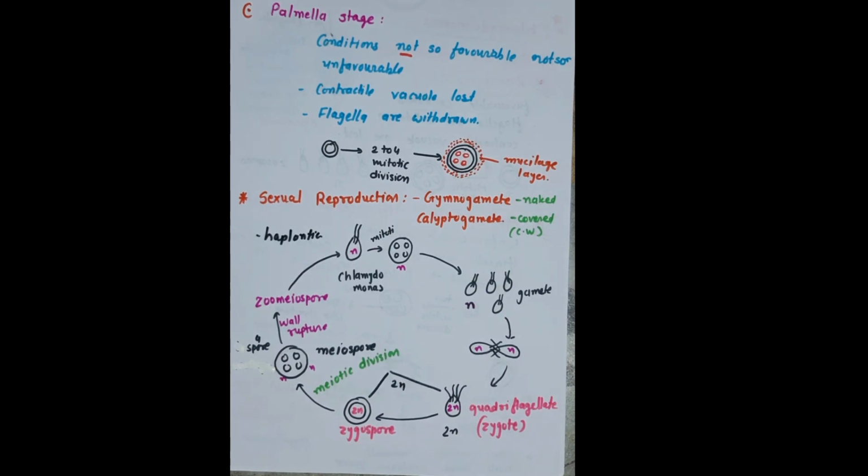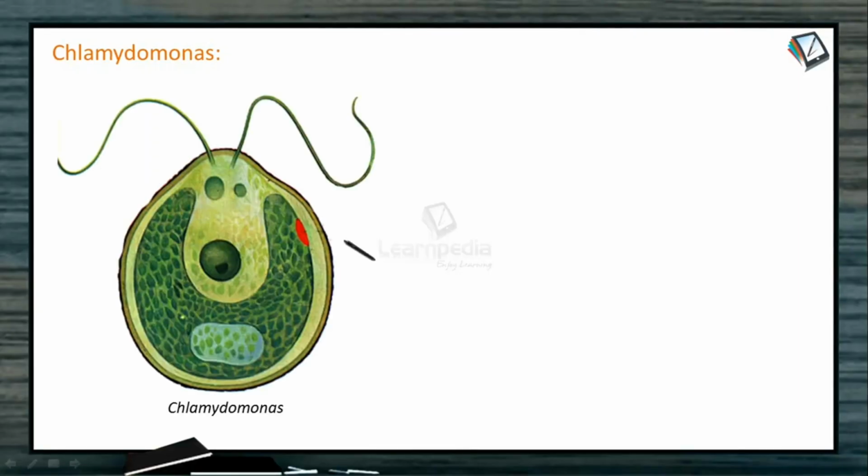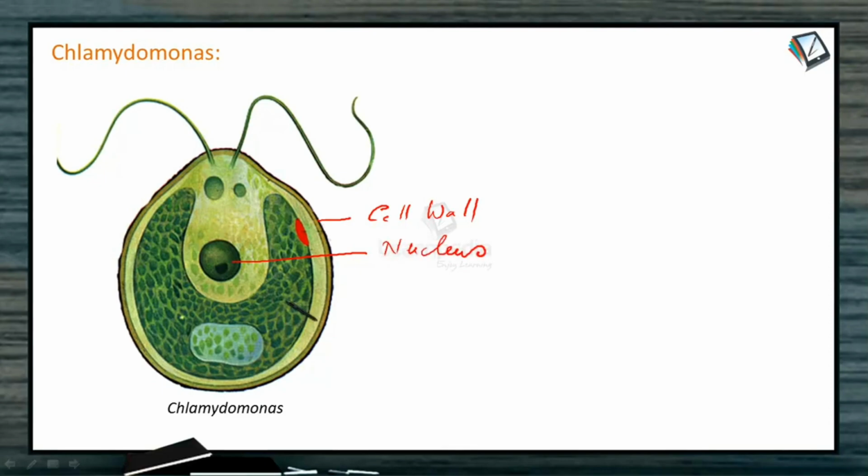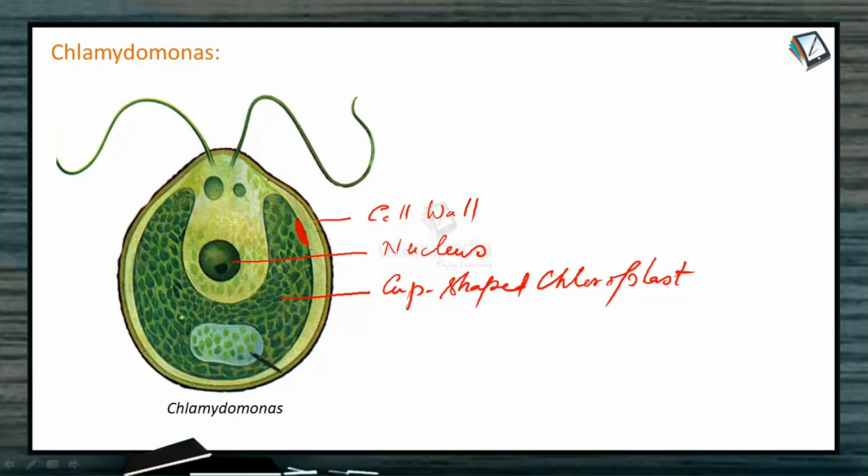So this is about Chlamydomonas. Remember its spores, and this palmella stage is also important. Chlamydomonas is unicellular and it has a typical cell wall, a nucleus, a cup-shaped chloroplast, and this chloroplast has a pyrenoid. This pyrenoid is a proteinaceous structure which stores starch.